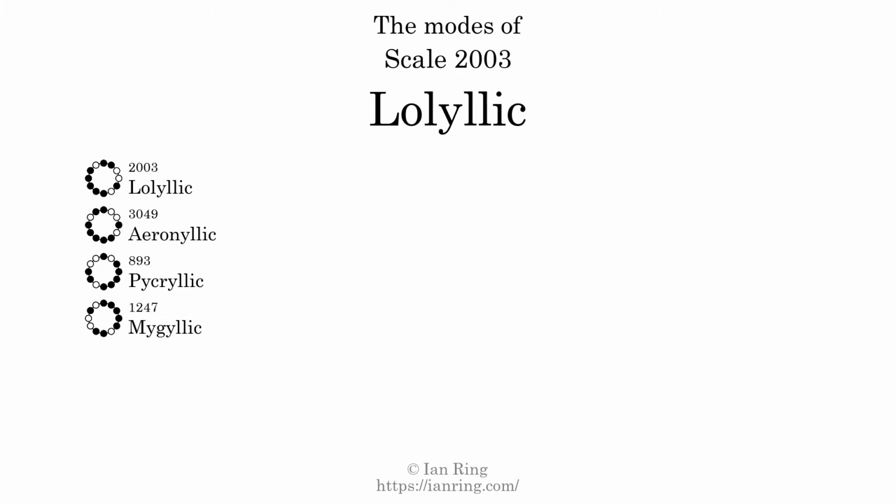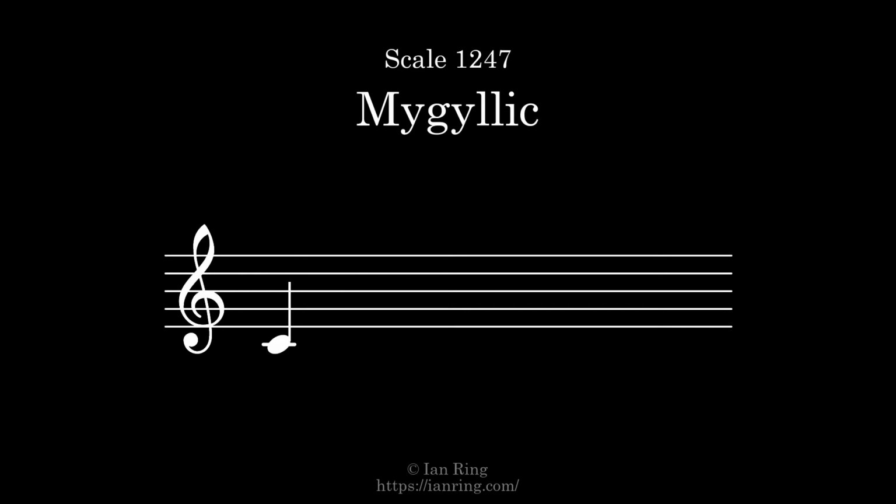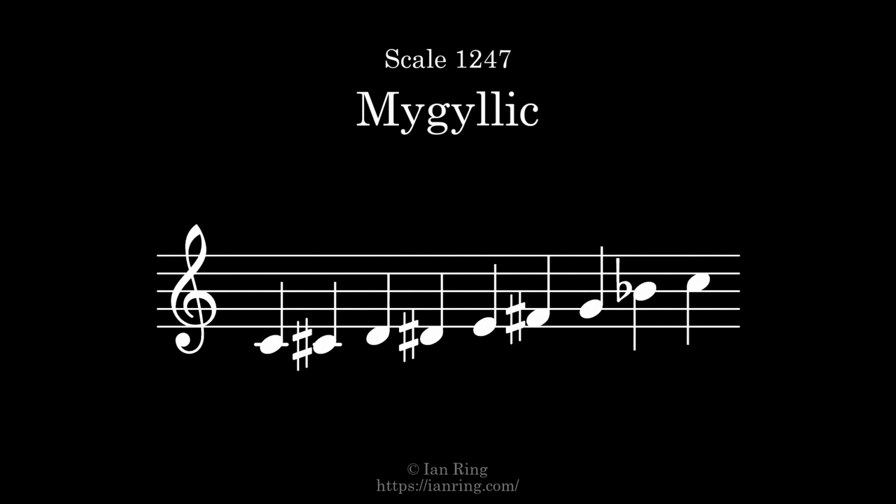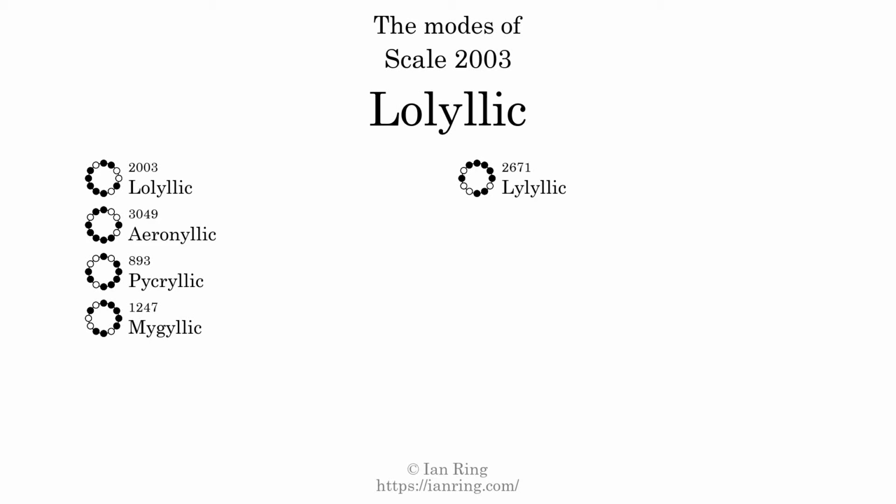The fourth mode is Scale 1247, also known as Ambiguities. It sounds like this. The fifth mode is Scale 2671, also known as Lolyllic. It sounds like this.